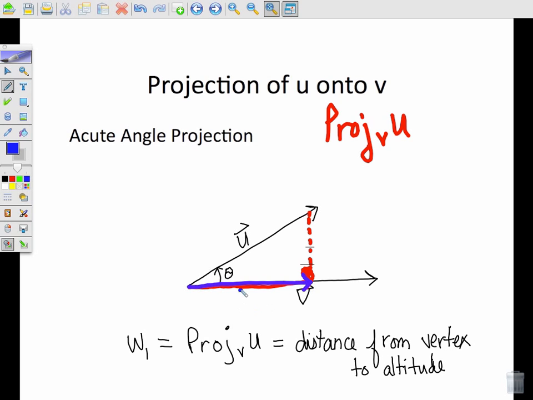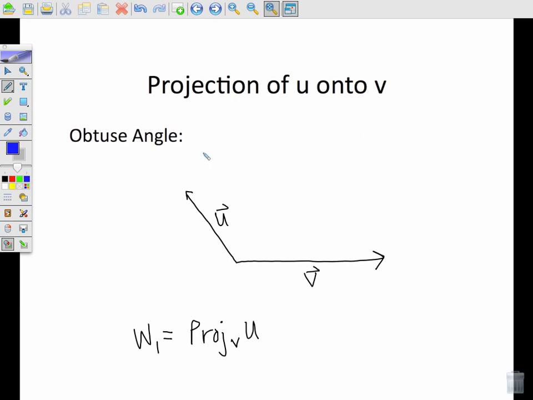What we call that is w sub 1, and then the altitude is w sub 2. The projection vector is the vector that has the distance from the vertex to the point where the altitude connects with the vector. That's for the acute angle. Let's look now at an obtuse angle. For an obtuse angle, we need to extend our vector backwards so that we can get the perpendicular here. There's my altitude. So this is W1 and this is W2.